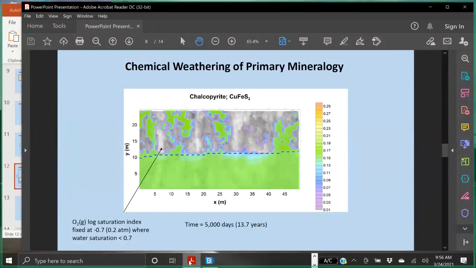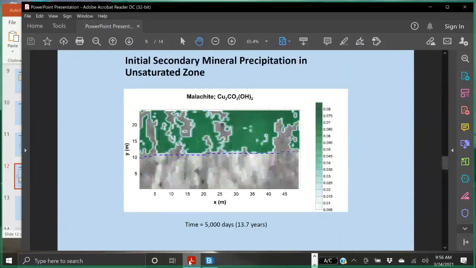This is just an ad hoc assumption here as a demonstration. You can see the impact in the distribution of chalcopyrite after 14 years. And again, in this example, reaction kinetics are not being considered. Although it's largely oxidized and dissolved away in the vadose zone, there are zones of low permeability and high water saturation where it persists.